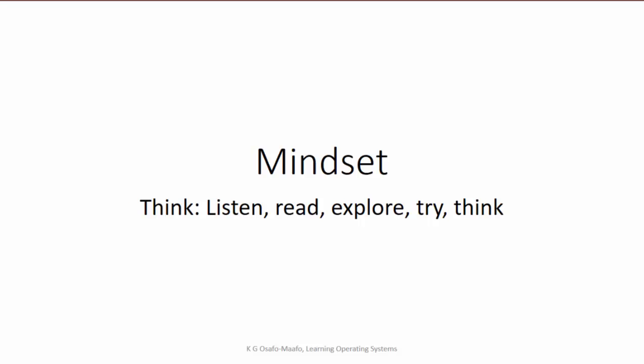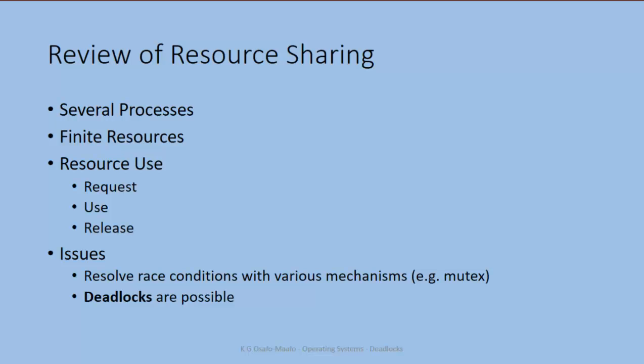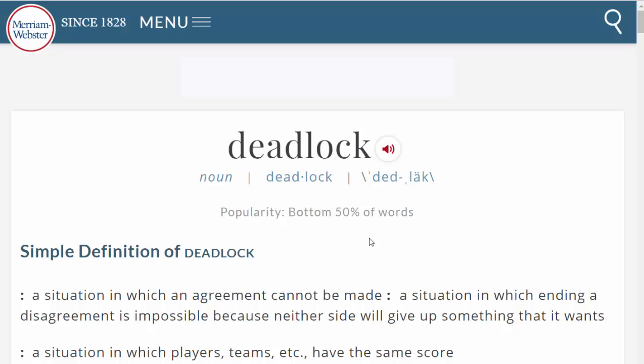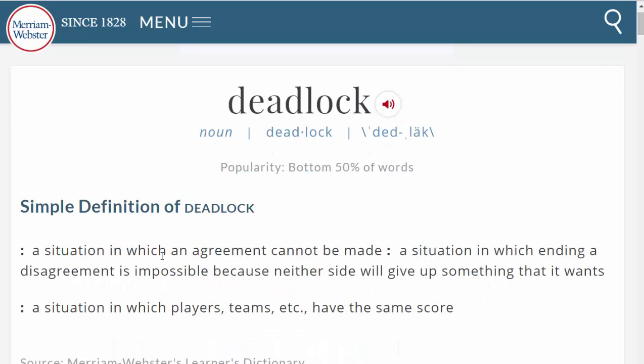Okay, so let's begin. There are many things we'll go through for deadlocks, but let's go through some of the main ideas. Deadlock, I think we're just using the English definition of what a deadlock means. According to the dictionary, this is Merriam-Webster, you can go online, check it out. The definition of a deadlock is a situation in which an agreement cannot be made, and neither side will give up something that it wants. A situation in which players, teams, etc.